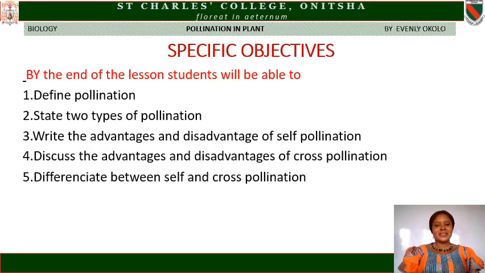But before we proceed, let us look at the specific objectives. By the end of the lesson, students will be able to do the following. 1. Define pollination. 2. State 2 types of pollination. 3. Write the advantages and disadvantages of self-pollination. 4. Discuss the advantages and disadvantages of cross-pollination. 5. Differentiate between self and cross-pollination.